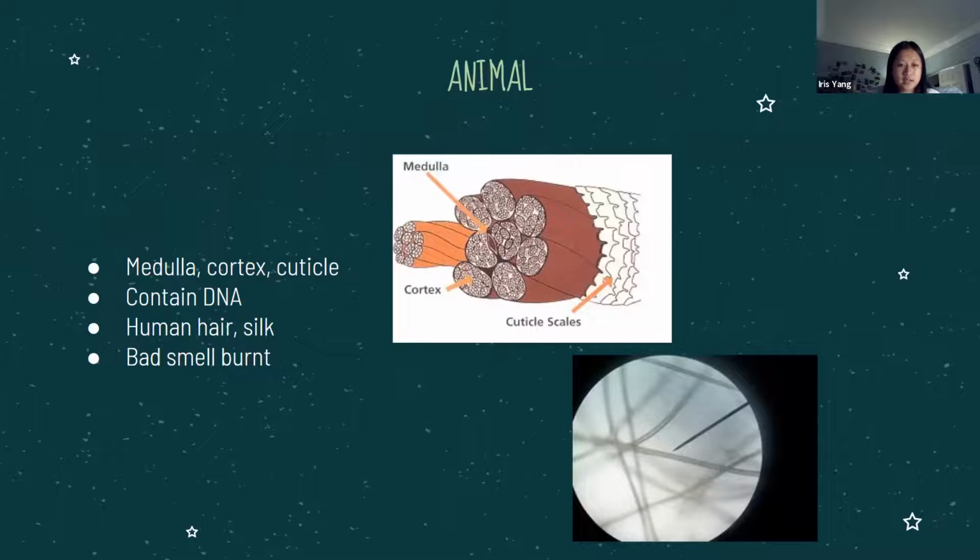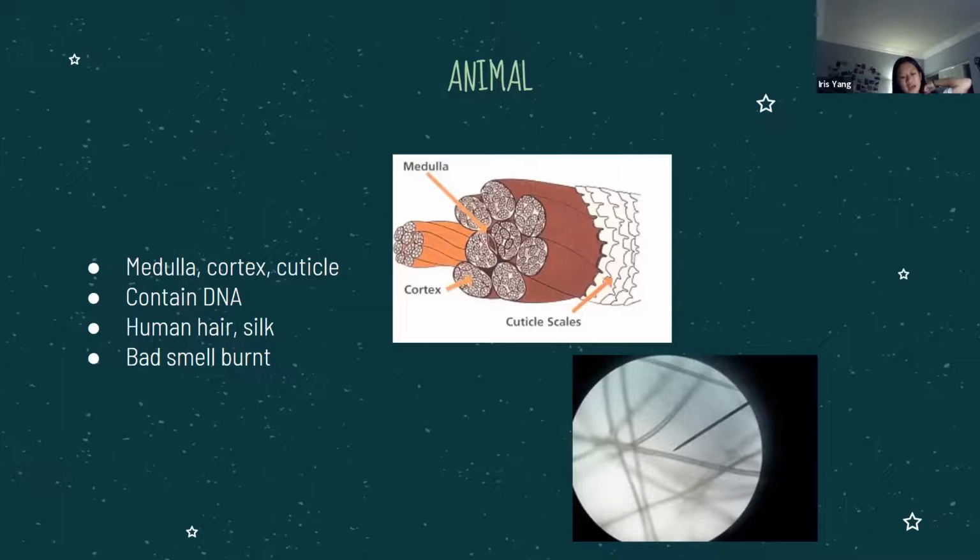Animal hairs contain DNA, but not exactly the hair itself, I guess. But you can definitely get DNA from animal hair. Some examples are human hair and silk, which actually comes from silkworms. A lot of people assume that it comes from plants, but silk is actually an animal fiber, like all the silk stuff you wear, like silk scarves.